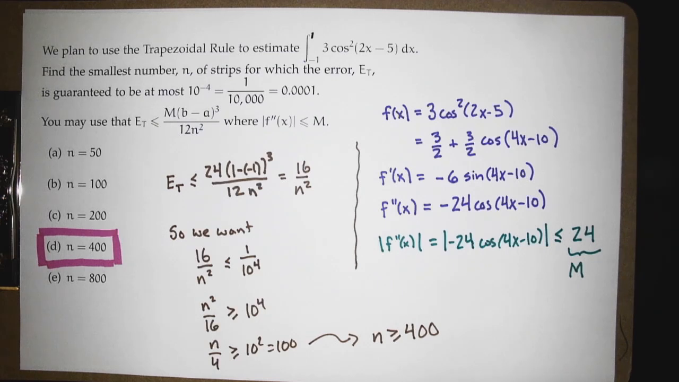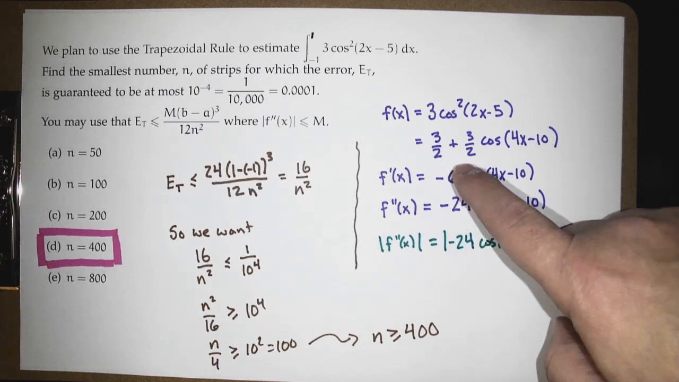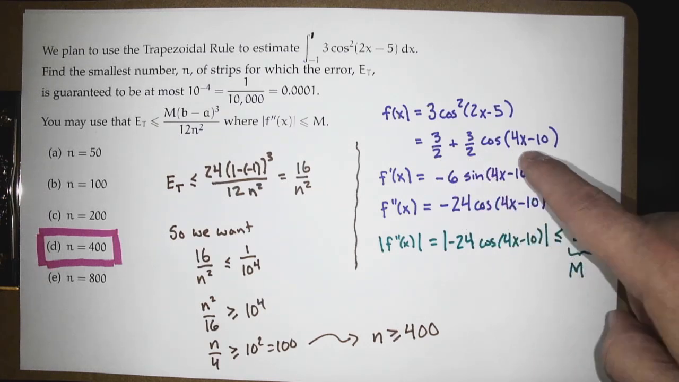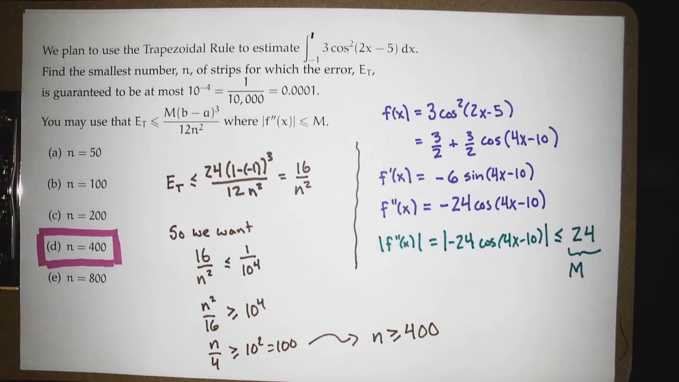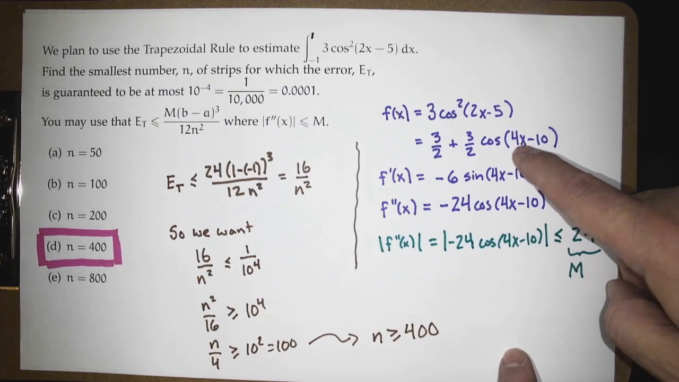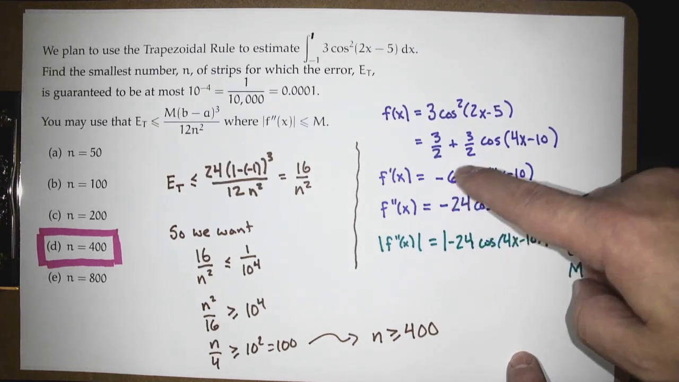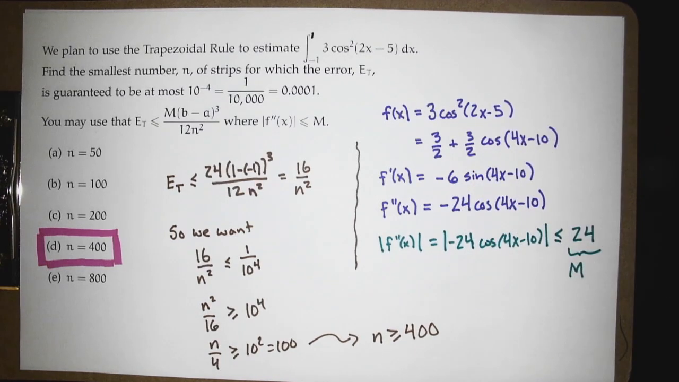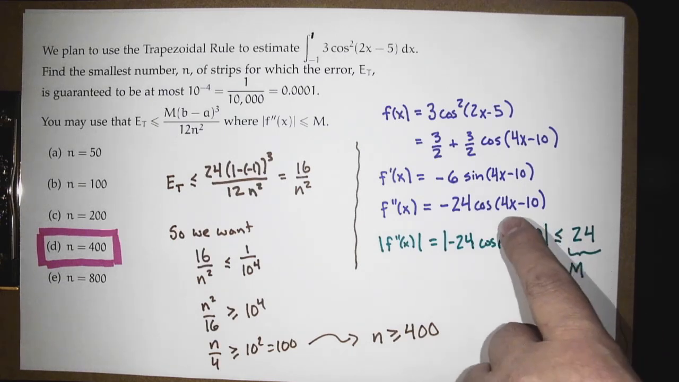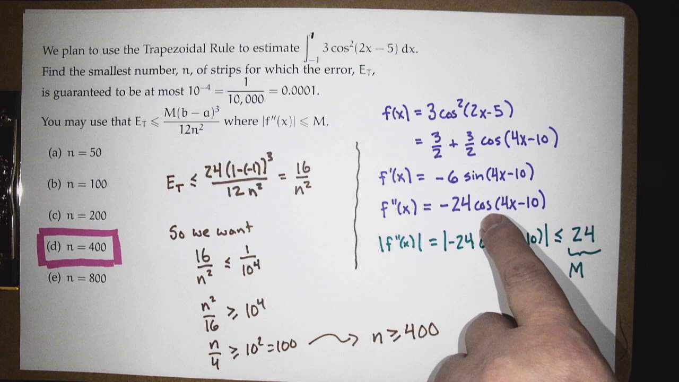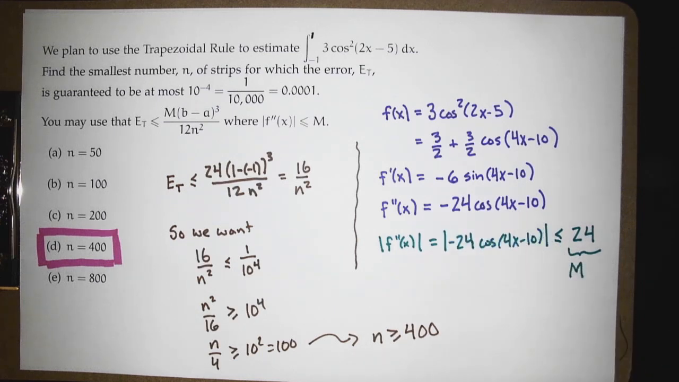So we can think of our function as 3/2 plus 3/2 cosine of 4x minus 10. Start taking derivatives, and every time we take a derivative, don't forget to pull out a 4. So where did this -6 come from? It's 3/2 times 4. The reason it's negative is that the derivative of cosine is negative sine. That's the first derivative. Do it again. The derivative of sine will be cosine. Pull out another 4, and we get -24.